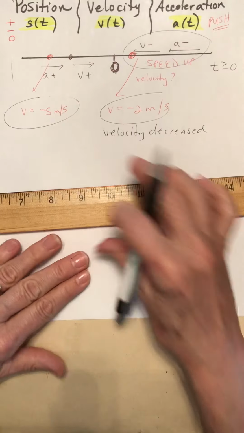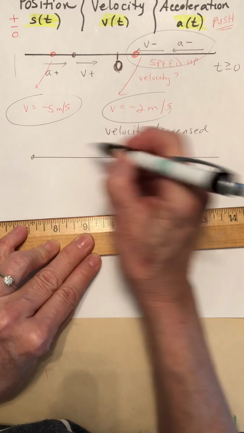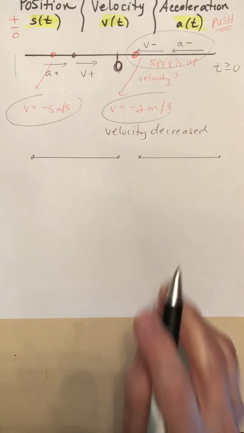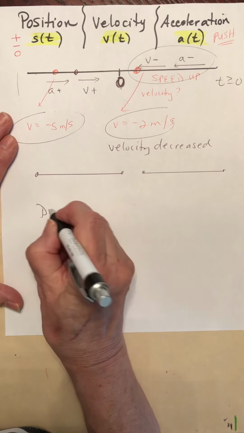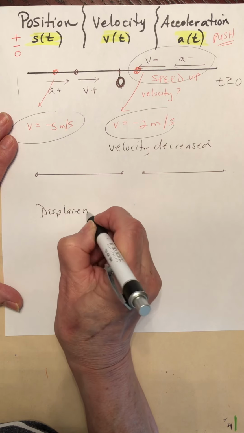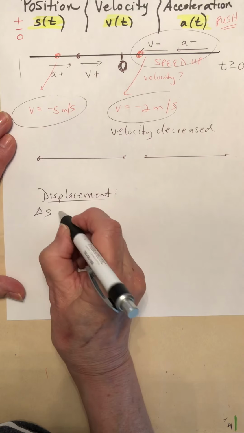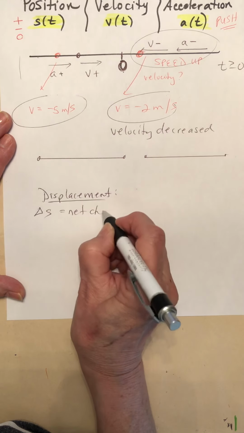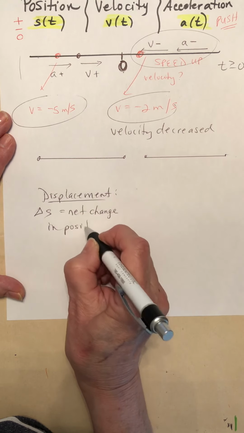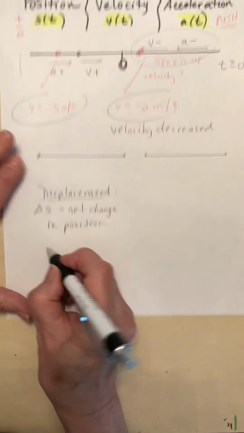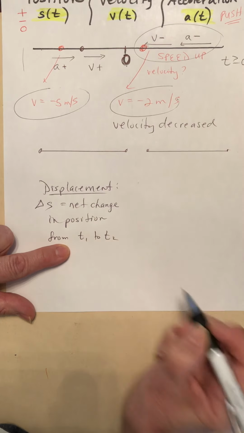Another thing to watch for is when we talk about the wording displacement. Displacement and position aren't the same thing. Position is where you're at. Displacement is the net change. Quite often that would be delta S, and that's going to be the net change in position between two times. Okay, so I could say from time 1 to time 2.